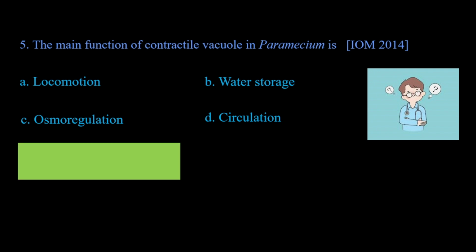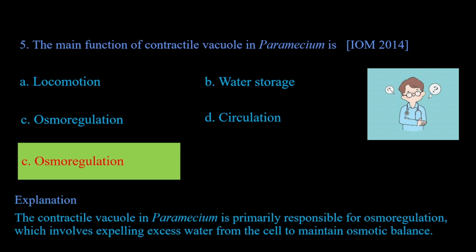The correct answer is option C. Osmoregulation. The contractile vacuole in Paramecium is primarily responsible for osmoregulation, which involves expelling excess water from the cell to maintain osmotic balance.